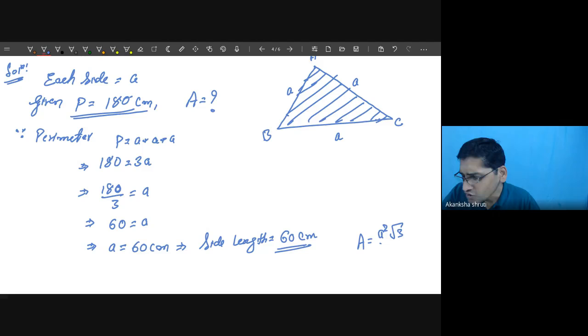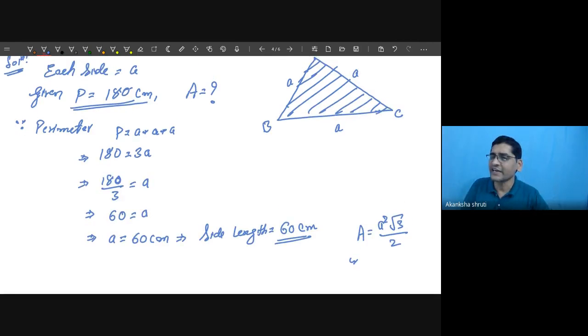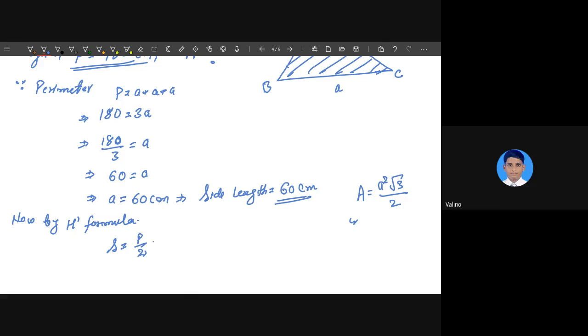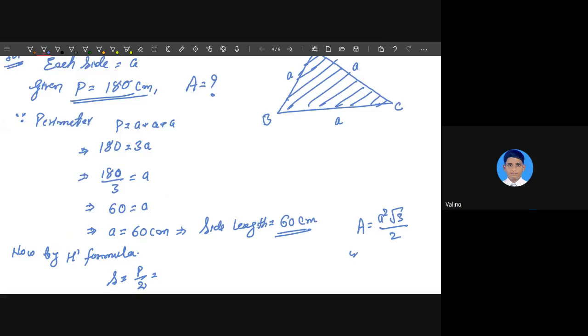Once this side length is calculated, we are free to apply the area as square root 3 by 4 A squared formula, or even not this one, we are also free to apply Heron's formula. Let me apply Heron's formula here. Now, by Heron's formula, what is required? S is equal to P by 2, perimeter by 2 is required. That we had written earlier. Could you recall that concept?